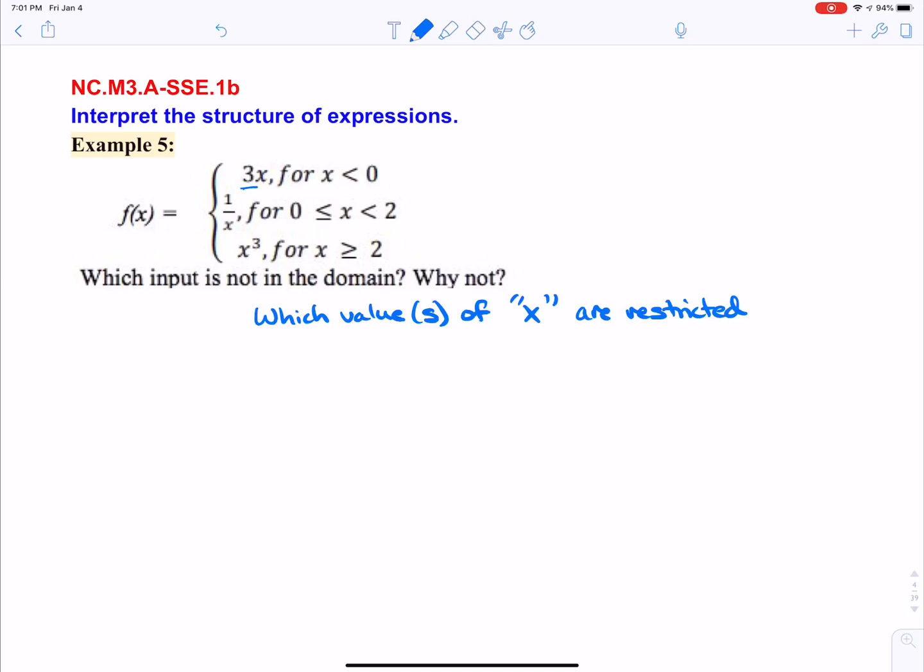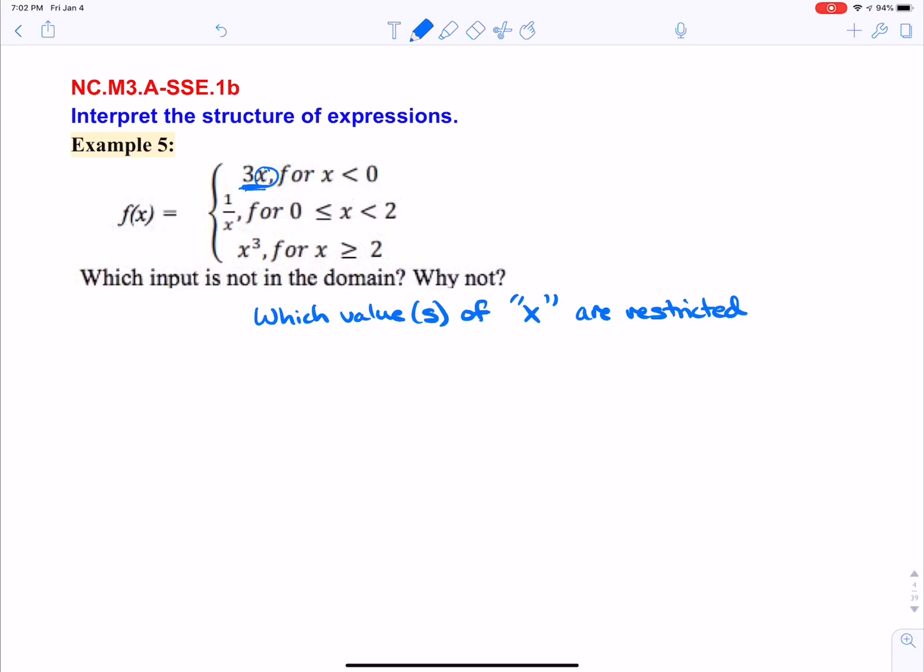So we have 3 times x is the first piece of our function. So you think about it, is there any number you can't multiply 3 by? And there is not a number in the world that we can't multiply by 3. So that has no restriction on x.